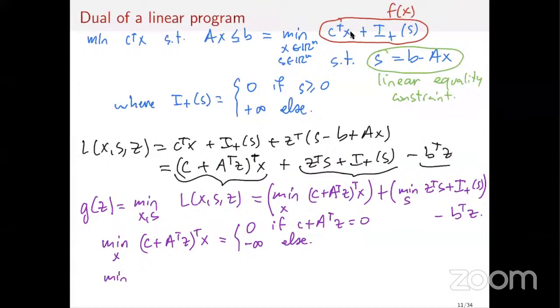And then I want to minimize. Now I look at the term in S. So I want to minimize Z transpose S plus I plus of S. Okay, so this is equivalent. You see that this is the same as minimizing Z transpose S, just subject to S non-negative. This is the effect of adding the indicator function. And again, this is very easy to solve. So this is equal to zero if Z itself is a non-negative vector. And if Z has a single component which is negative, then by taking S very large in this component, you can make Z transpose S as small as you want. And so you can drive this down to minus infinity. So if Z has a negative component.